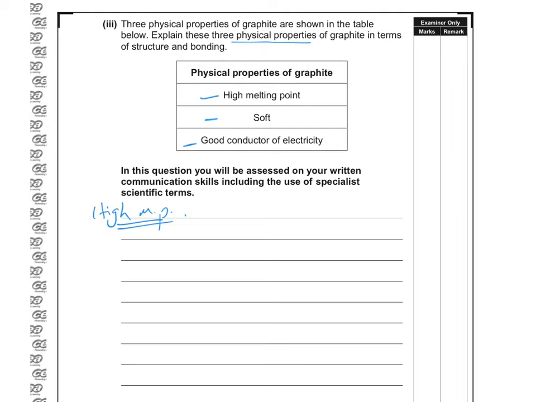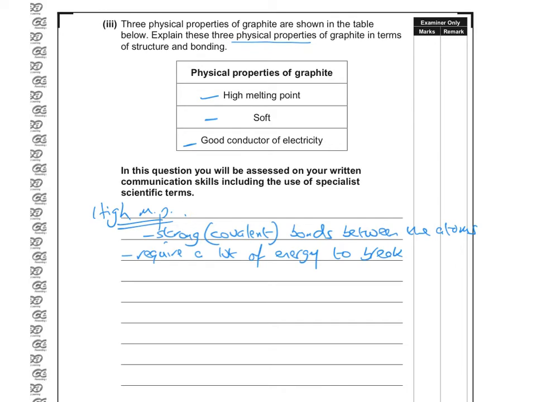So it's got a high melting point because the bonds between the atoms are strong. They require a lot of energy to break. So you could get a mark for saying that. If you've mentioned that the bonds are covalent, you would get a mark for that, or a tick for it, and that those bonds need a lot of energy to break. So I've got 3 ticks so far.